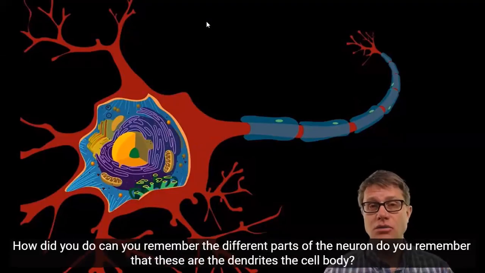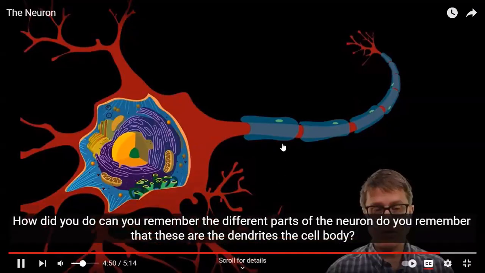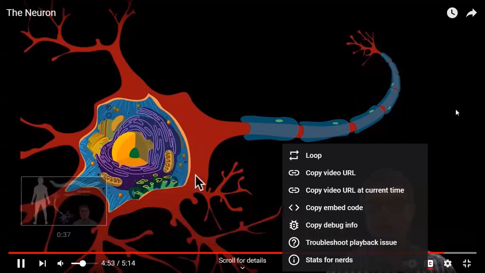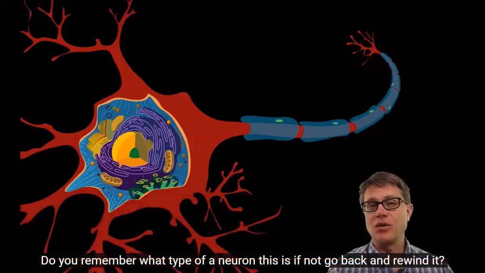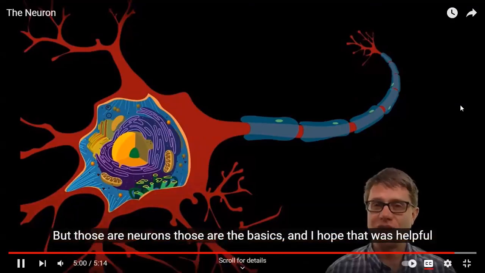How did you do? Can you remember the different parts of the neuron? Do you remember that these are the dendrites, the cell body? Do you remember what type of neuron this is? If not, go back and rewind it. But those are neurons. Those are the basics, and I hope that was helpful.